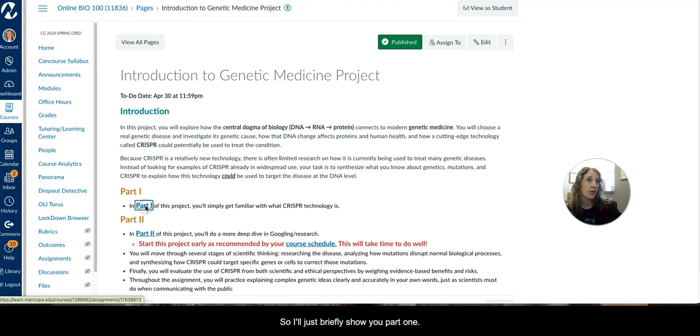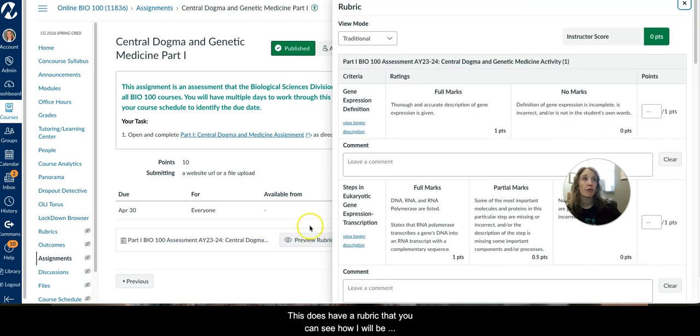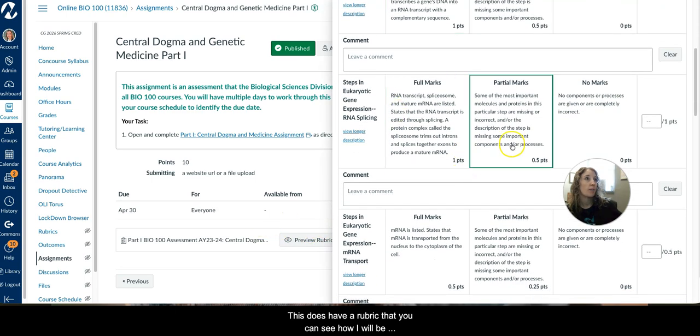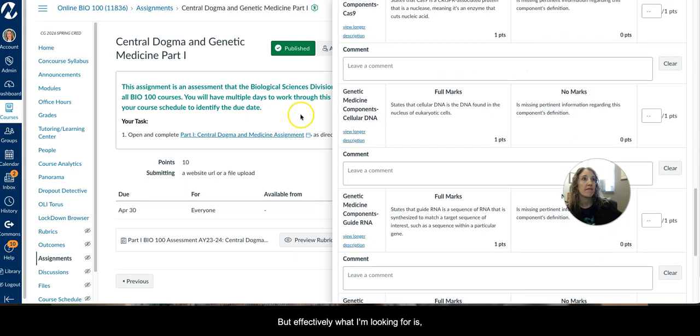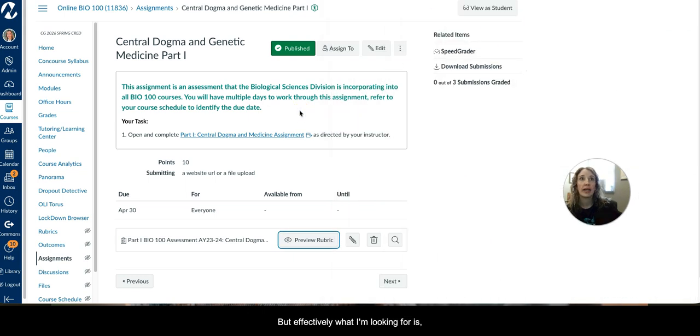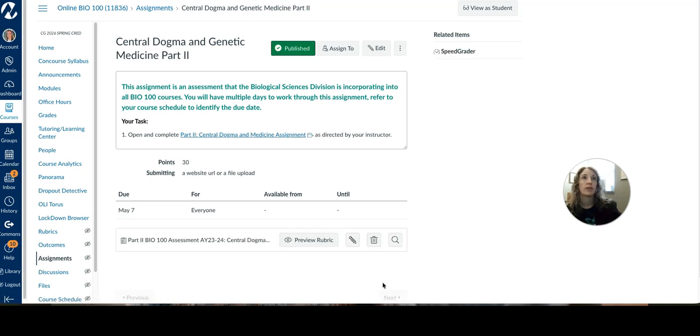So I'll just briefly show you part one. This does have a rubric that you can see how I will be grading you on this assignment. But effectively, what I'm looking for is, do you have an understanding of the basics of what the CRISPR technology is? So you'll follow along with the linked assignment and the interactive simulation that introduces you to that.